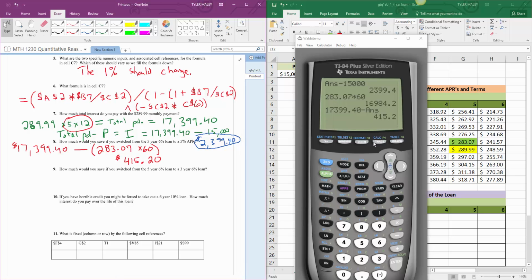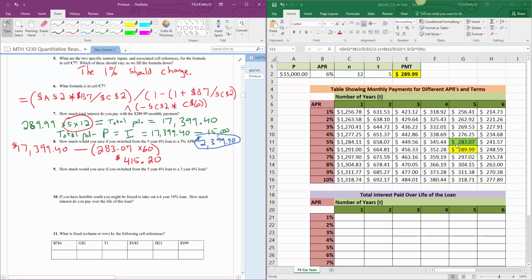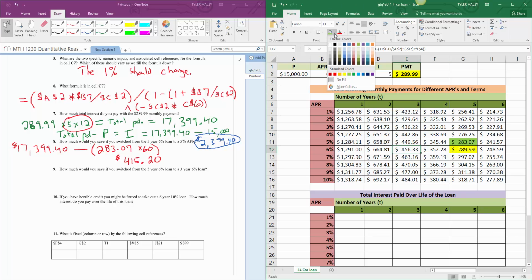Alright, good. So if we go down to the next question, number 9, it says, how much would you save if you switch from a 5-year 6% loan to a 3-year 6% loan? In other words, we're fixating the 6%, but we're switching from 5 years down to 3 years, right? So we're still using the 5-year, the yellow box, but we're going to compare it to the 3-year 6%. I'll highlight this in light blue.